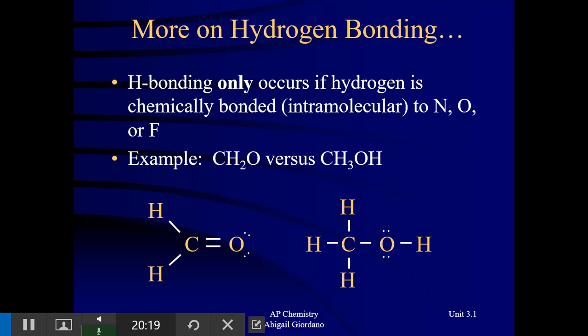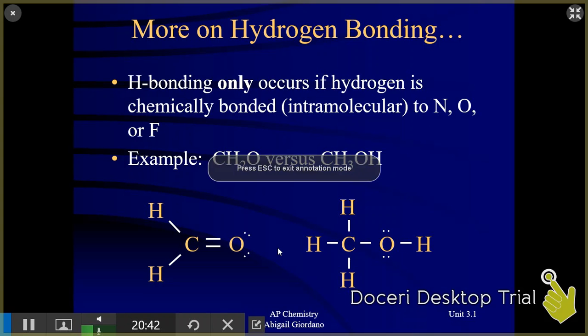Obviously, hydrogen has to be present for hydrogen bonding to take place. However, it's even more specific than that. Hydrogen bonding will only occur if hydrogen is chemically bonded to, meaning covalently bonded to, N, O, or F.